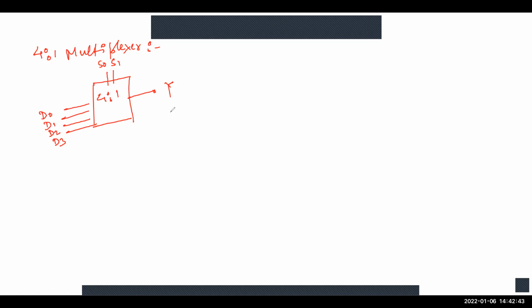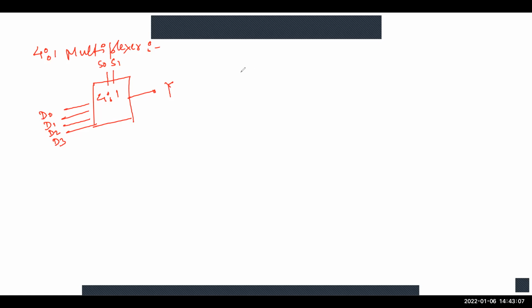So it has 4 input lines, D0 to D3, and one single output, that is Y, and 2 select lines, that is S0 and S1, to select one of the 4 input lines. Okay, now I will draw the truth table.